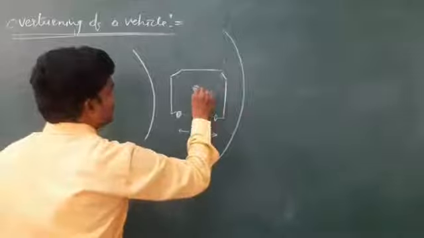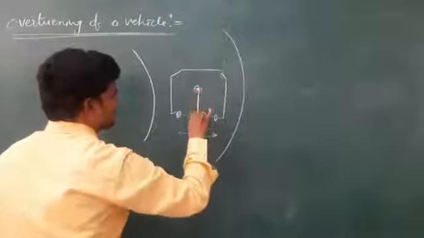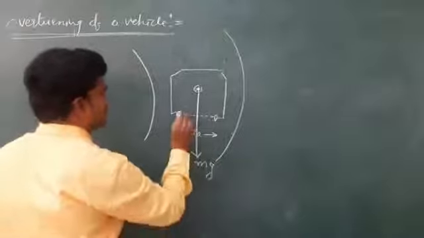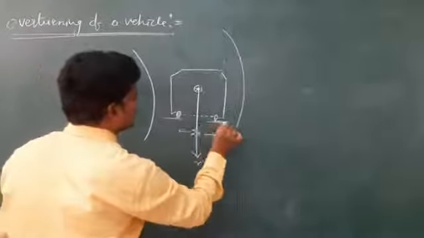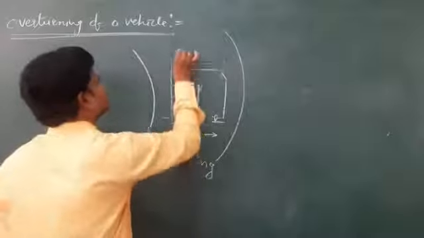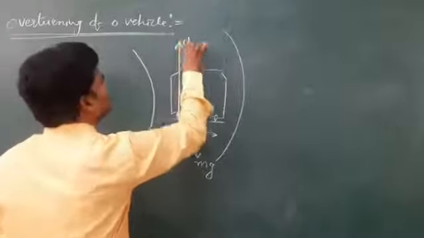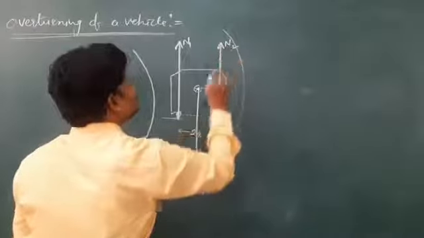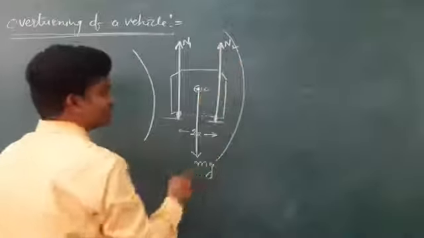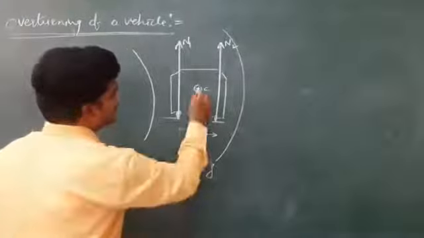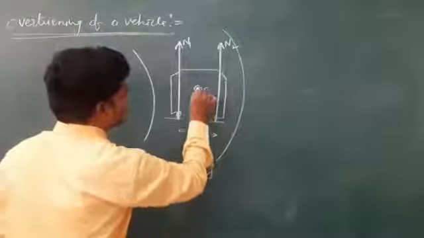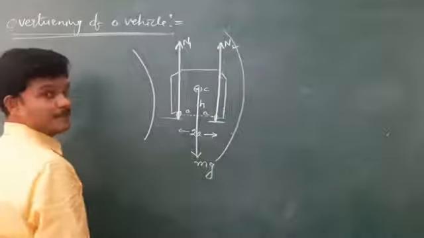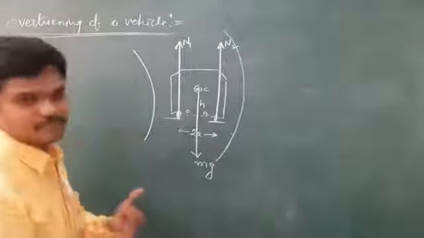And here the weight of the vehicle, no doubt, acts vertically downwards. And here there is a normal reaction force. This is N1 and this is N2. Let us suppose this is the center of gravity, meaning the weight acts from the center of gravity, at a height h, and this distance is a, this is a. Observe the forces as I have drawn.